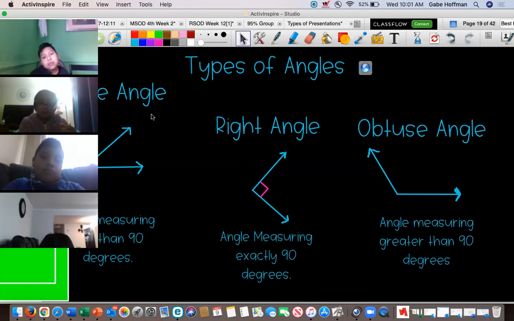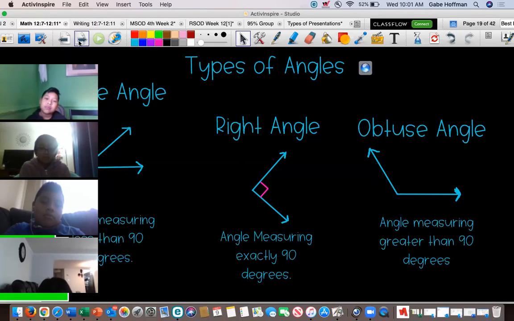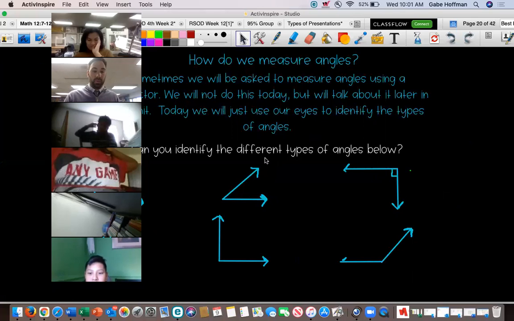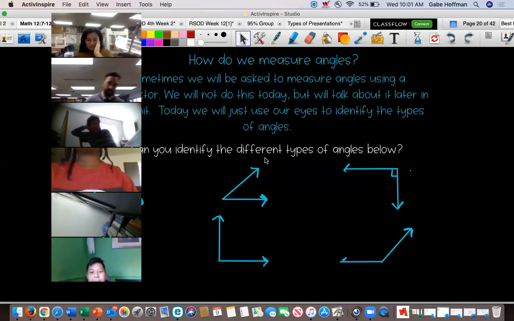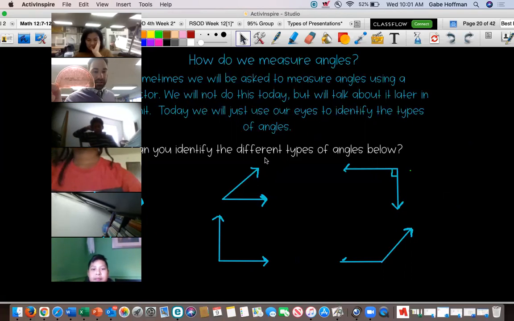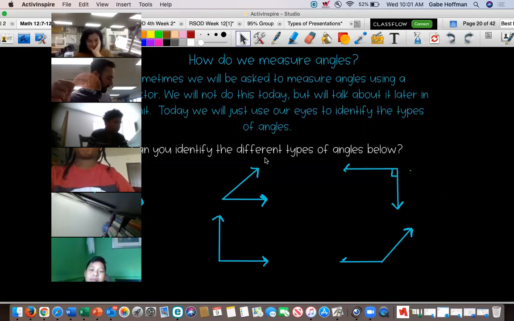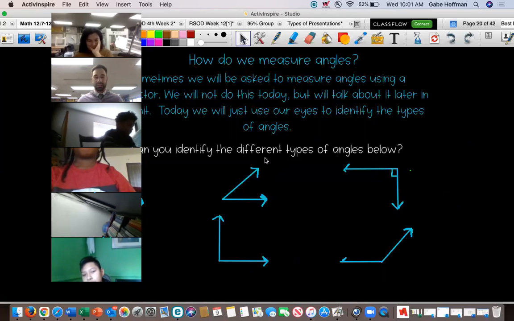Okay, looking at our next slide here. As we move on further in the unit, we will work with measuring angles to their exact degree, okay? And we'll use a tool I'm holding up on my camera called a protractor. It's got all the numbers and you actually measure angles to their exact degree. However, we're not gonna do that today. We're just looking at, can we tell it's less than 90, exactly 90, or more than 90 degrees, okay? So we will work with measuring angles, but we're not going that far today.